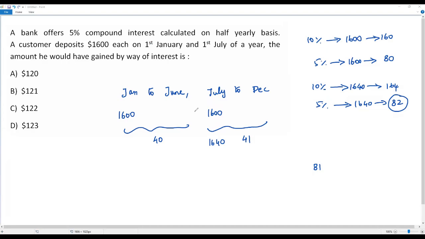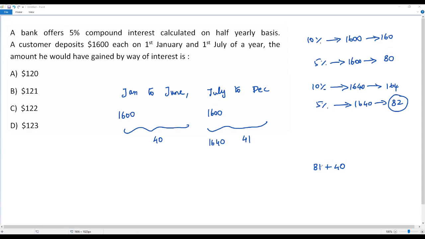Okay, now let's come to the second deposit, $1,600 on July 1st. And we have this deposit only for 6 months, July to December. And the interest rate is the same, that is 5%. Already we have calculated 5% of 1,600, that is $80. And please remember, this $80 interest is for 1 year, but we need it for 6 months. Then half of this 80 is $40. So we get $40 interest for the second deposit from July to December.